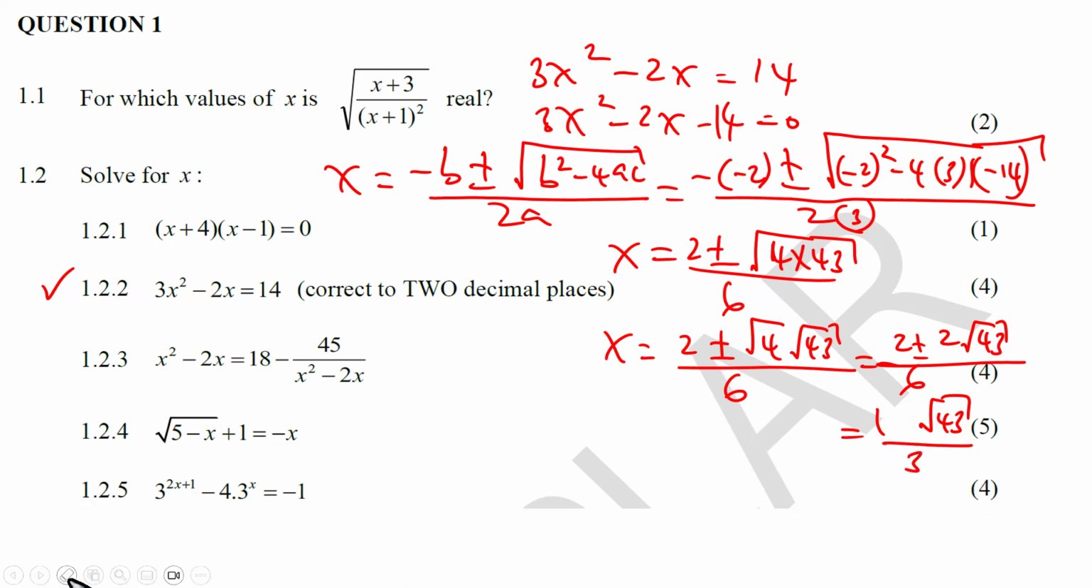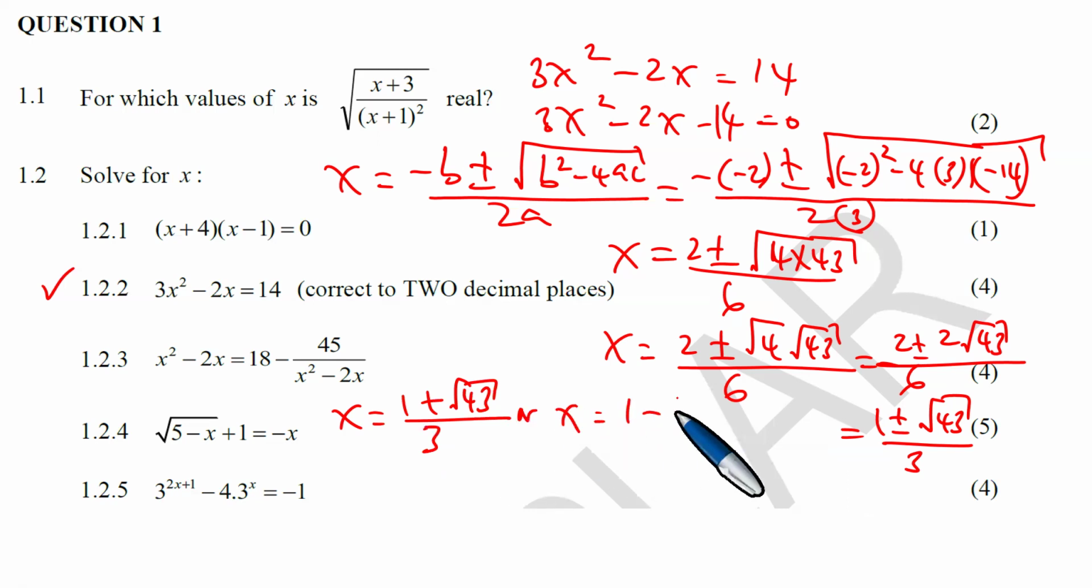This is extremely important. So it is actually plus or minus the square root of 43, which means that x is 1 plus the square root of 43 over 3, or x equals 1 minus the square root of 43 over 3.